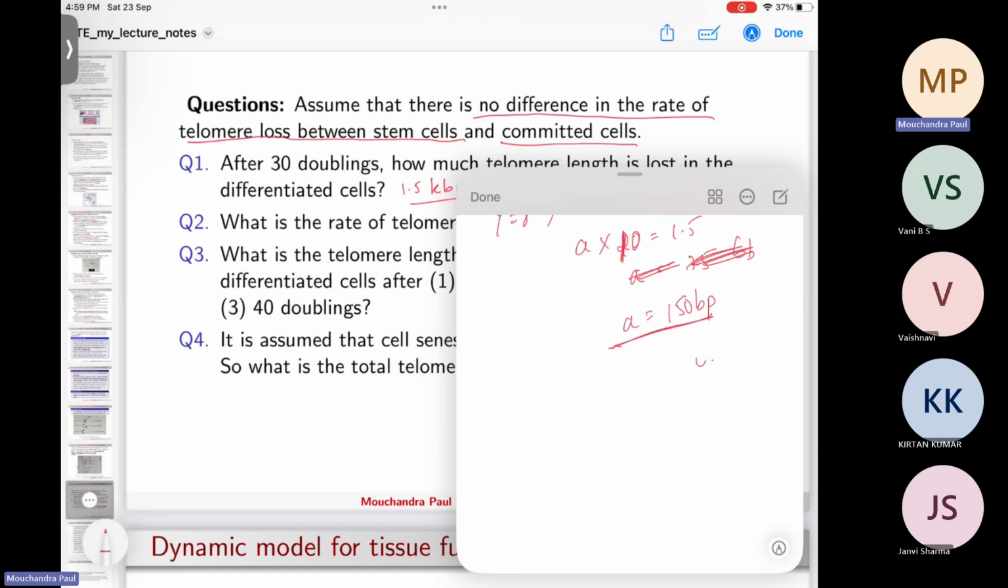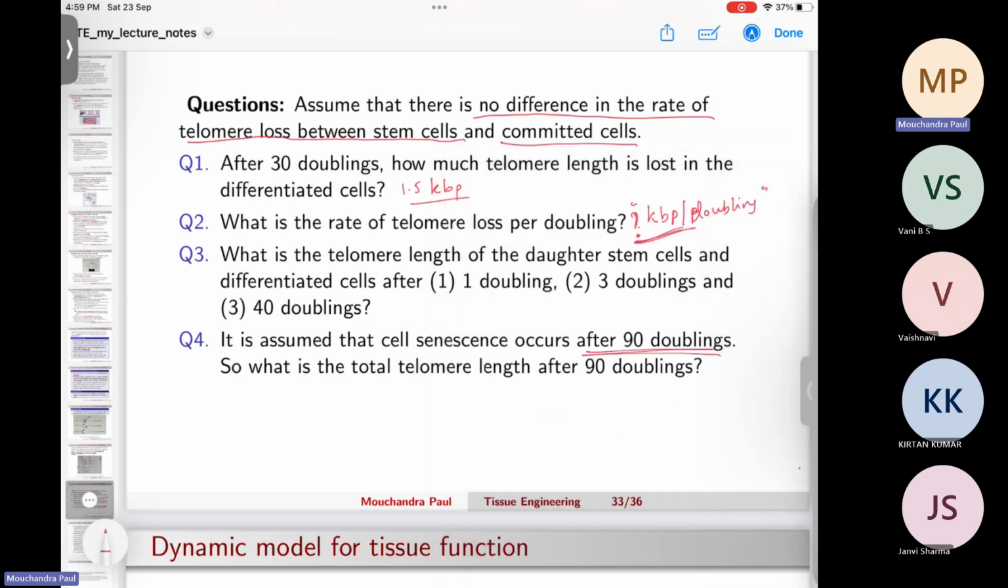Okay. Now you assume that for the year 90, what is happening? The stem cell clones will have a telomere length of 8 minus 0.15. That is 7.85 kilobase pair. So this is the value of x.